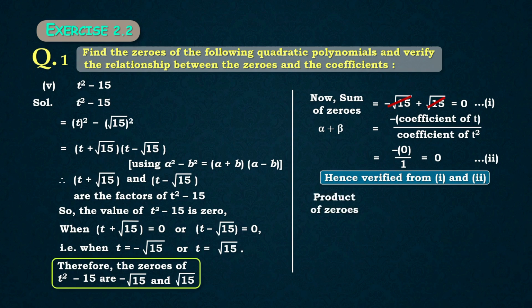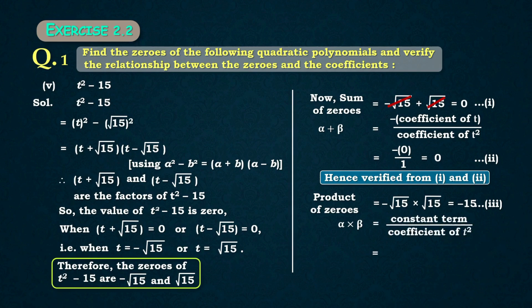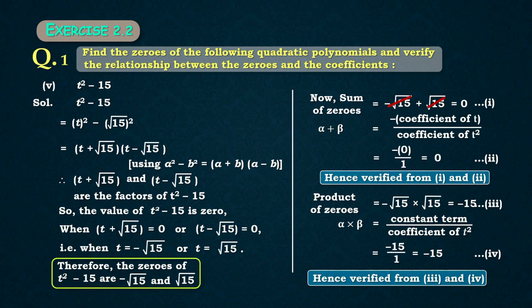Now let us find the product of the zeros. Minus root 15 multiplied by root 15 equals minus 15. According to the formula, the product of zeros is equal to the constant term divided by the coefficient of t squared. The constant term is minus 15. The coefficient of t squared is 1. So minus 15 divided by 1 equals minus 15. Both values are equal. Hence, the second relationship is also verified. Therefore, we have successfully found the zeros and verified the relationship between the zeros and the coefficients.